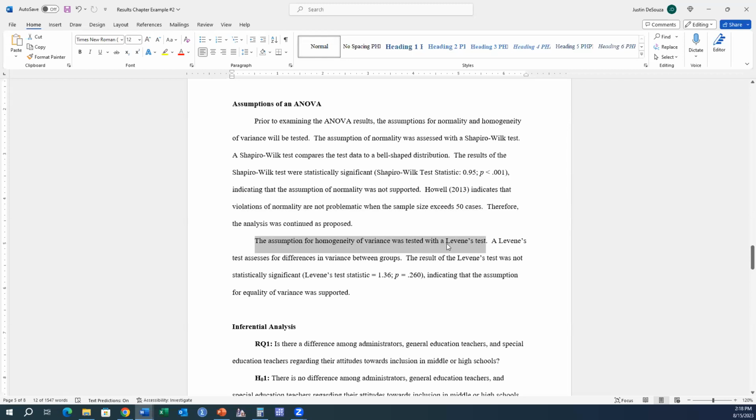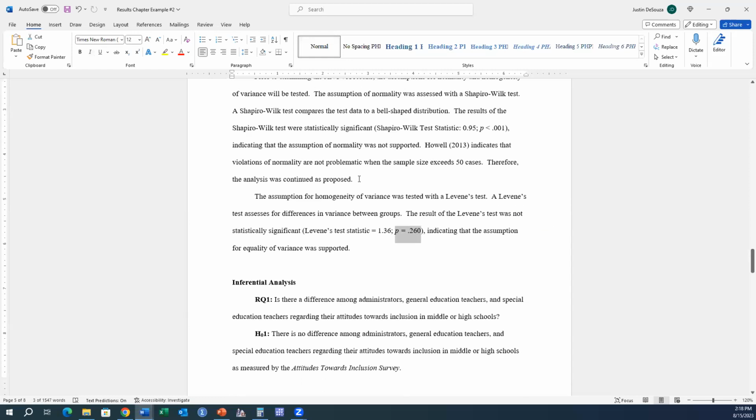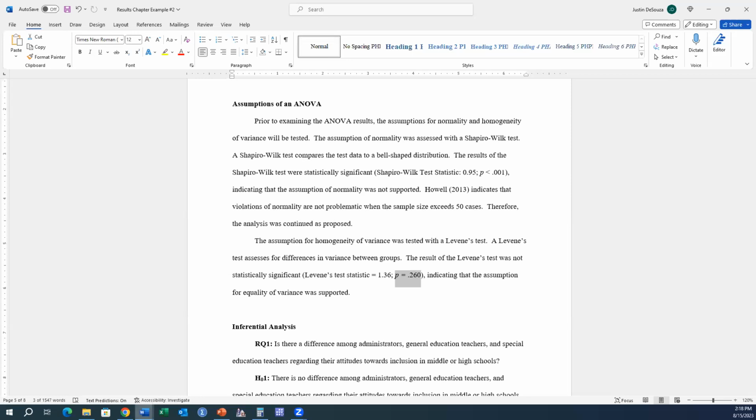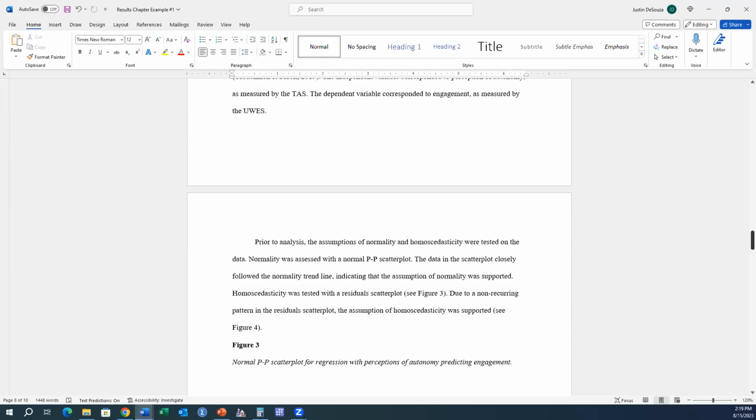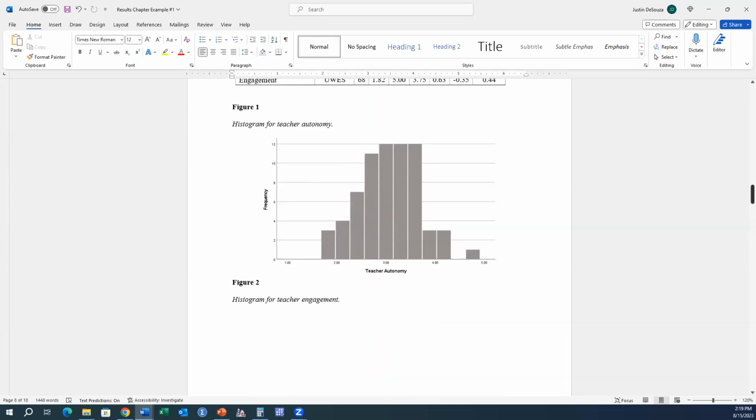with a Levene's test. We give a definition of Levene's test and what the results were. So in this case, the assumption was supported because we had a non-significant result. So this was a dedicated assumption section. Here's one where we do not have a dedicated assumption section.